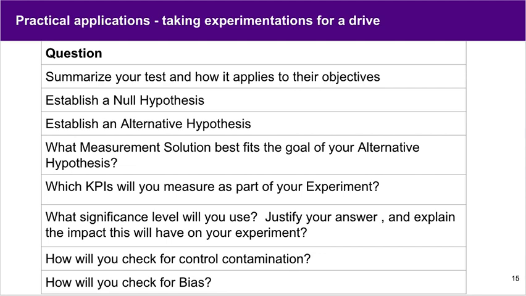And then how do you check for control contamination? And then how will you check for bias? Don't overthink these last two. Keep it simple and keep it reasonable.